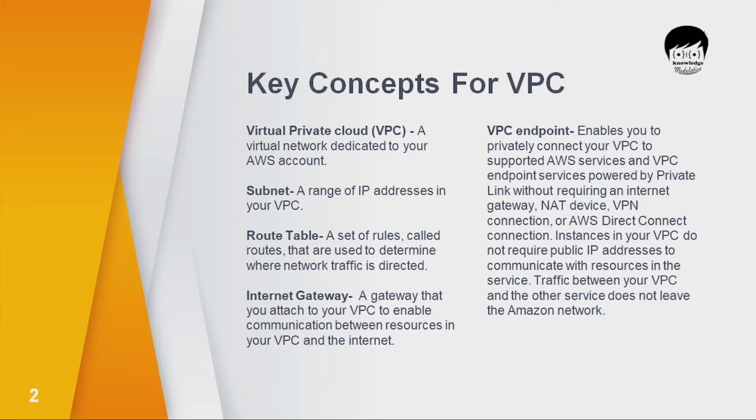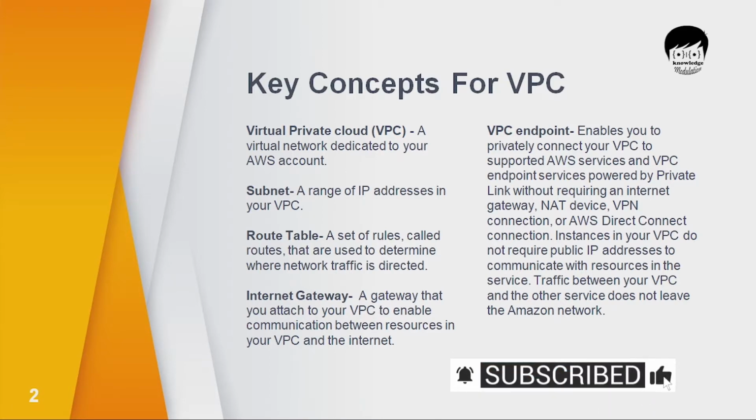The third one is route table, a set of rules called routes that are used to determine where network traffic is directed. Because you are going to create a virtual private network and you have to communicate with your private network, for that purpose we have to include a route table in our VPC.